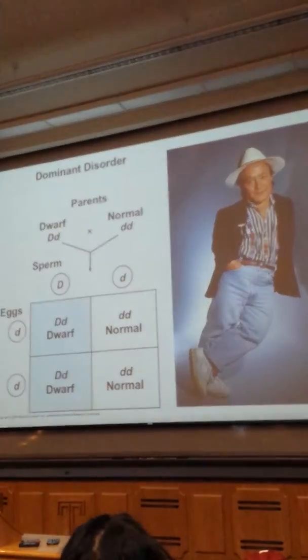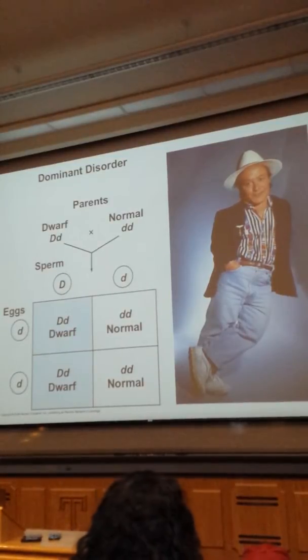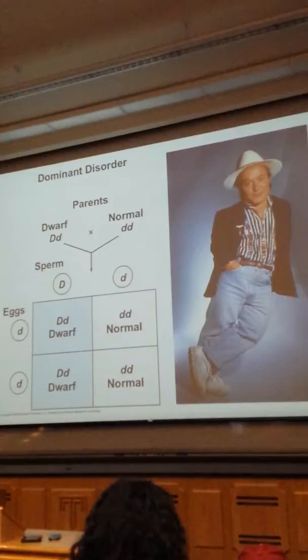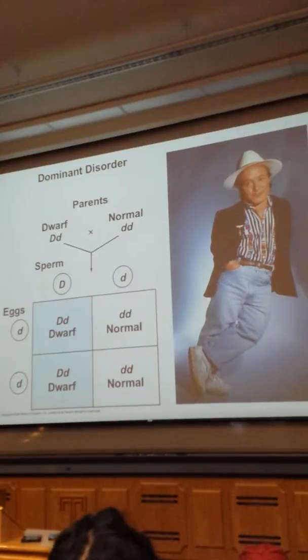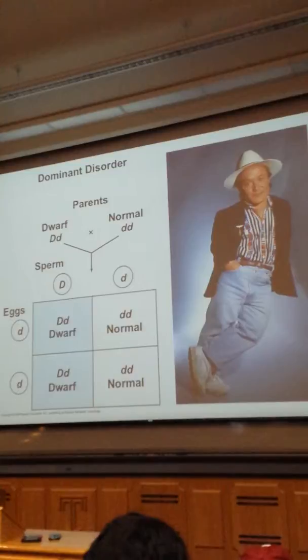But you never see that. And there are a lot of dwarfs that marry and have children together. Half their children are normal, half of them are dwarfs. But you never see an individual with two mutant alleles for that fibroblast growth factor receptor. Why would that be? It's embryonic failure.